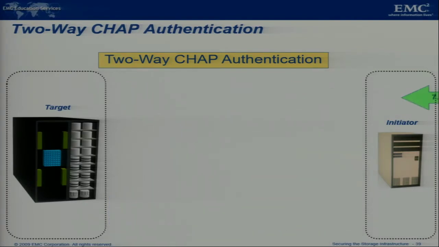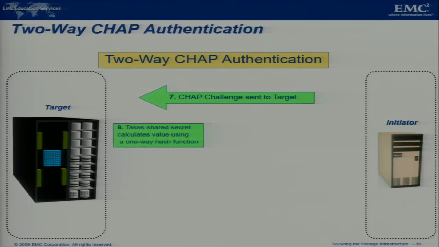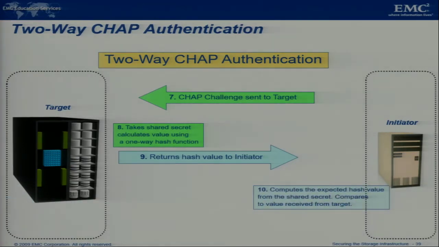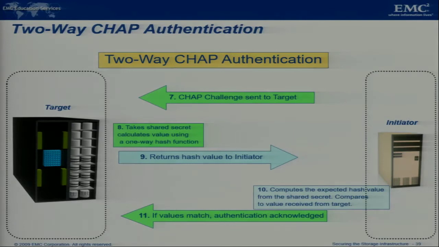The same thing is done by the initiator. In the previous slide, you have seen that the chat challenge is sent by the target to the initiator. Here, the chat challenge is also sent by the initiator to the target. Next, the same process is done at both ends. Here, the encryption is done at the target end and not at the initiator end. Then the target sends the hash value to the initiator. So comparison of the values is done. If the values match, then authentication is acknowledged.